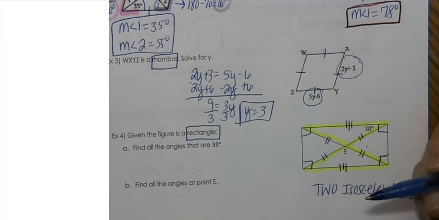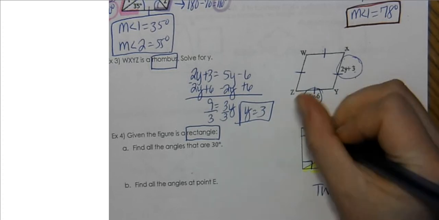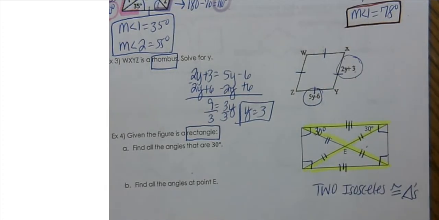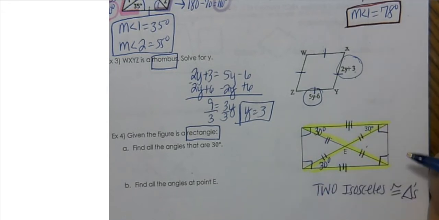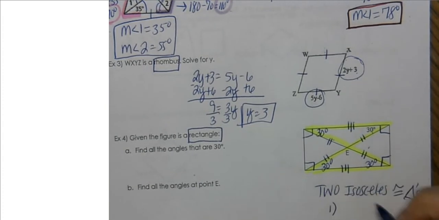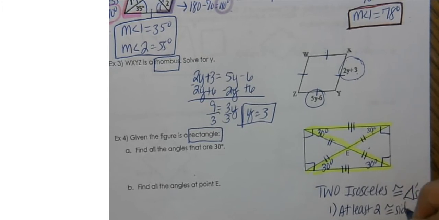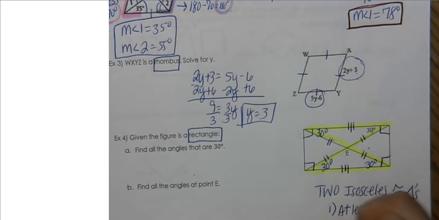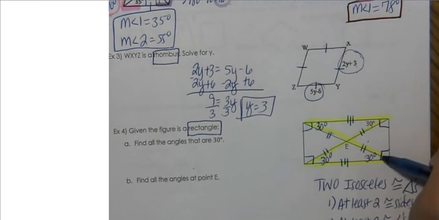And we did a lot of that earlier this year. So if I know that this base angle is 30 degrees, that means that this base angle has to be 30 degrees. And I know that alternate interior angles are congruent. So that means that this base angle is 30 degrees and this base angle is 30 degrees. I'm just going to remind you really quick, in an isosceles triangle, there are 2 properties. Number 1, there is at least 2 congruent sides. And number 2, there is at least 2 congruent angles. And typically those angles are what we call the base angles. So those are all of the angles that are 30 degrees.